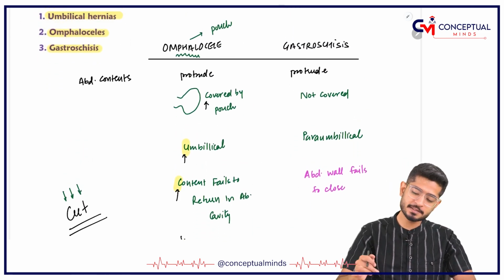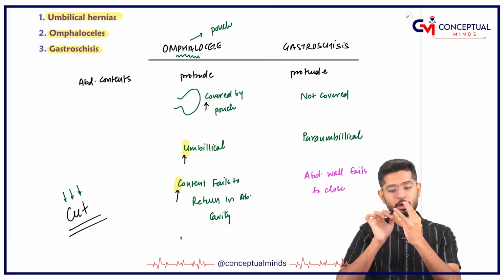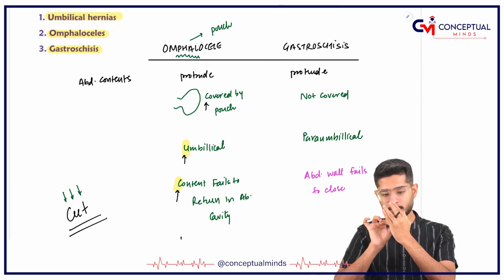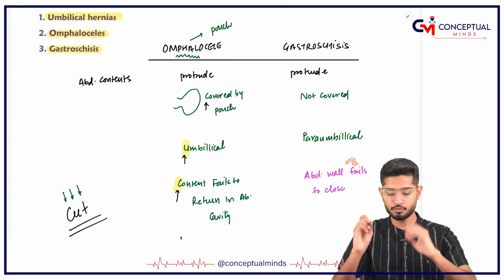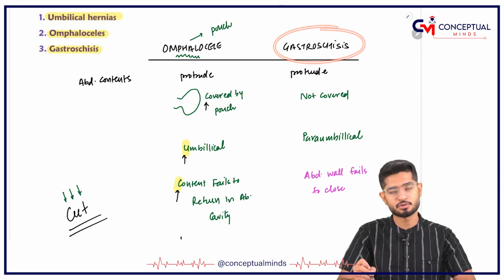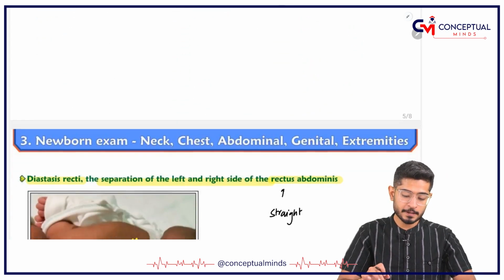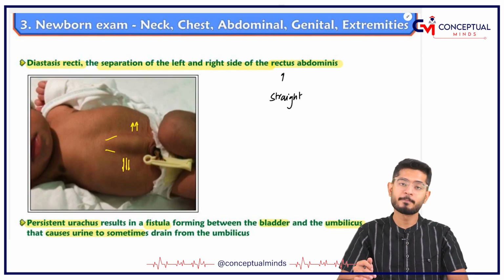But in Gastroschisis, the content is coming out, but the abdominal wall is not able to fuse. Of course, the content is out, so the abdominal wall should fuse. It is failure of fusion. So the abdominal wall fails to close, that is Gastroschisis. These are the things which you have to look for while looking at the abdomen.